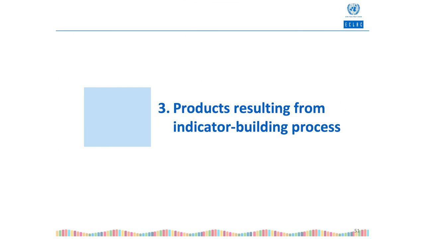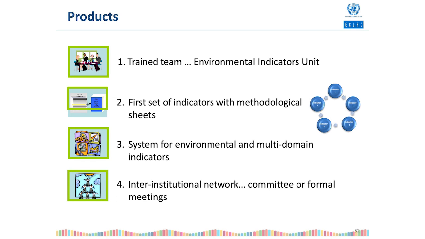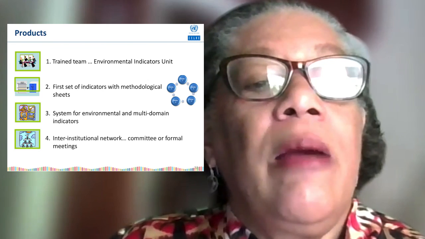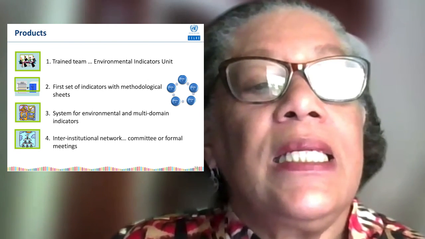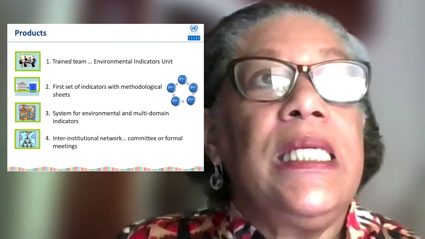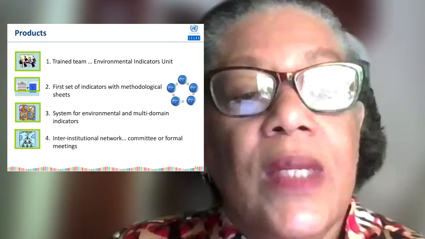So for the final slide, we look at the products resulting from the indicator building process. The main products are a trained team making up the environmental indicators unit. We would come up with a first set of methodological sheets for the indicators, development of a system for environmental and multi-domain indicators, and this interinstitutional network of committees or formal meetings.